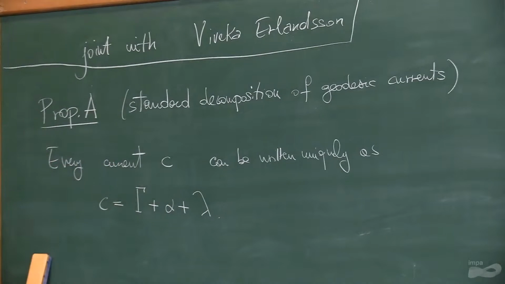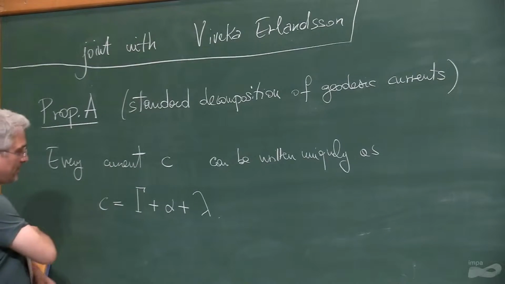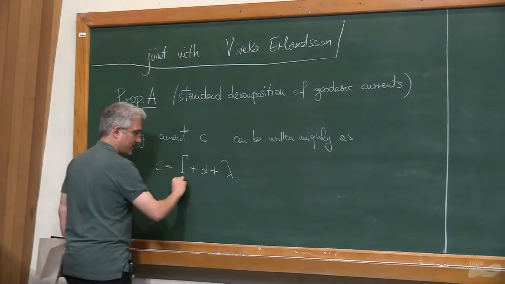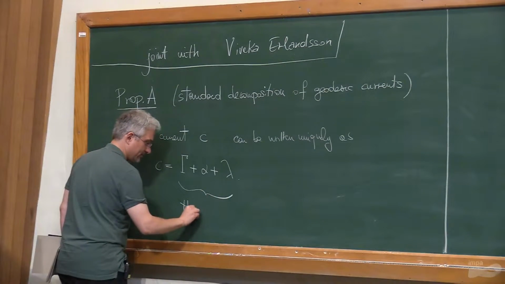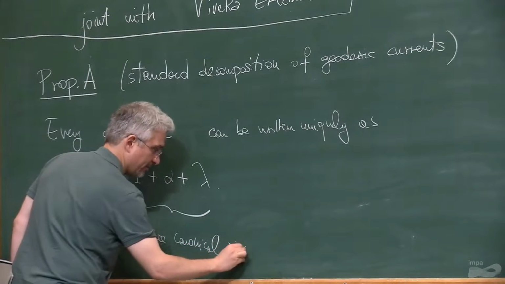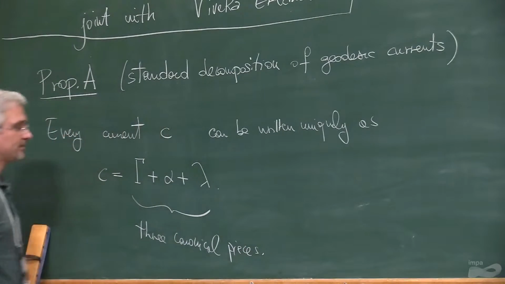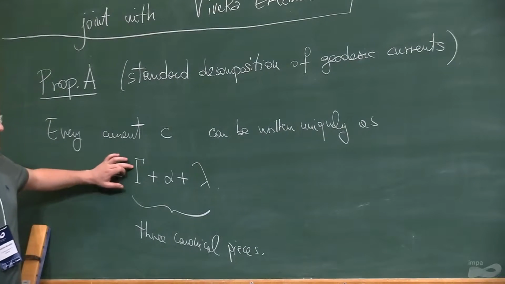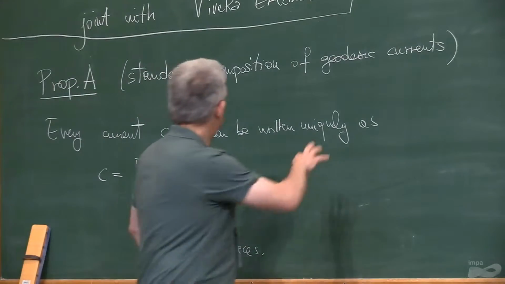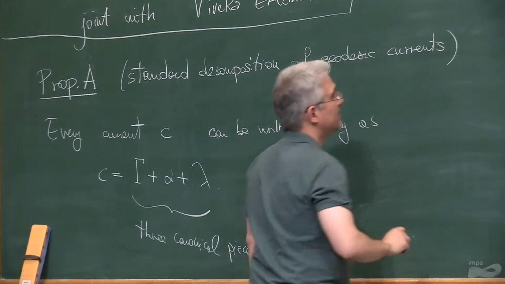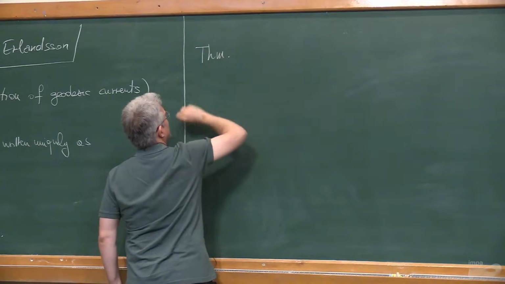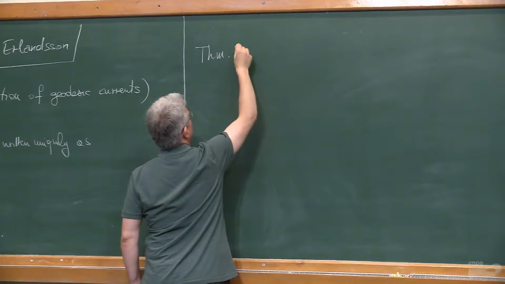If I don't tell you what it is, this means it can be decomposed in 3 canonical pieces, with disjoint supports. Later I will tell you this is a multi-curve, this is a lamination, this is something else. This is mainly a technical thing that we needed. So what are the other results about? Say theorem C.